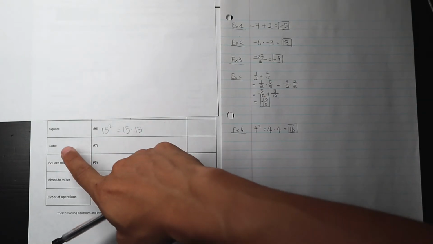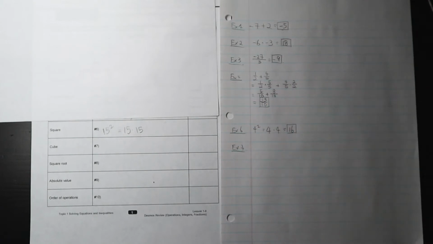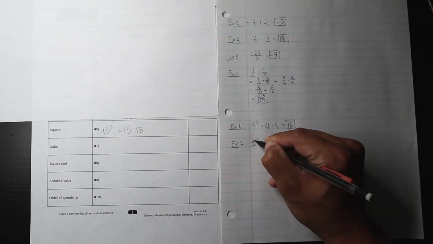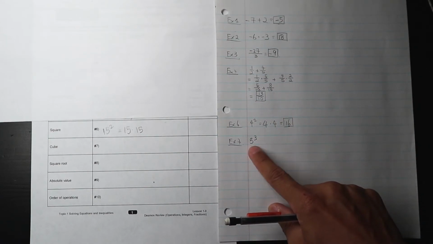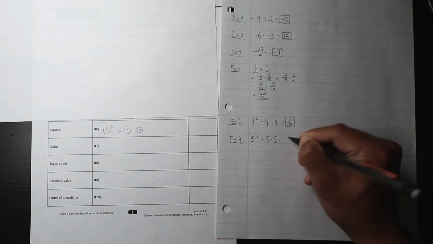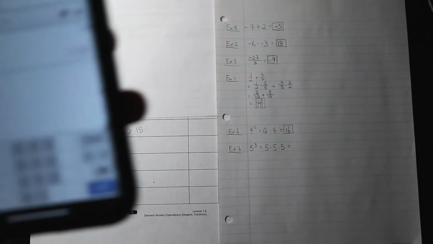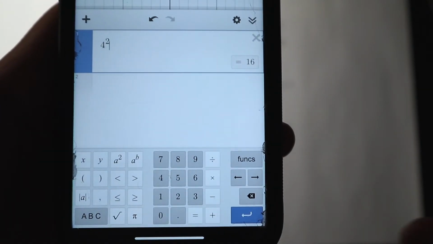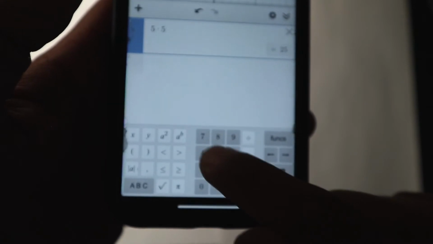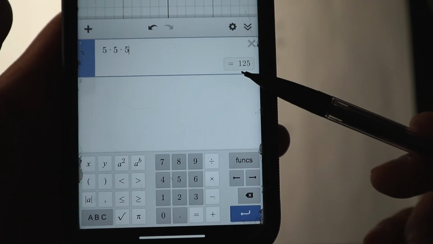Next is cube. Cube means raised to the third power. So for example, if I were to ask you to find what is 5 cubed, or 5 to the third power, right? That means 5 times 5 times 5. Well, that's a little bit difficult to multiply, so what you would do is use a calculator, right? You could either put 5 times 5 times 5 like this, and you'll get your answer.